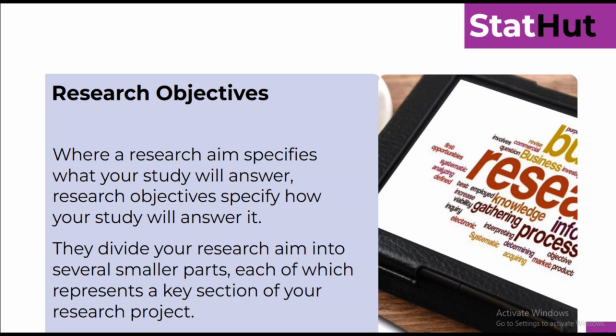So, where a research aim specifies what your study will answer, research objectives specify how your study will answer it, right? They divide your research aim into several smaller parts, each of which represents a key section of your research project. So that's what a research objective does. It divides your research aim into smaller parts, because primarily your research aim is always broad. It's always a broad concept.